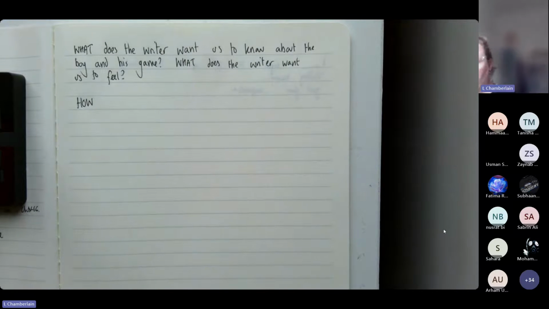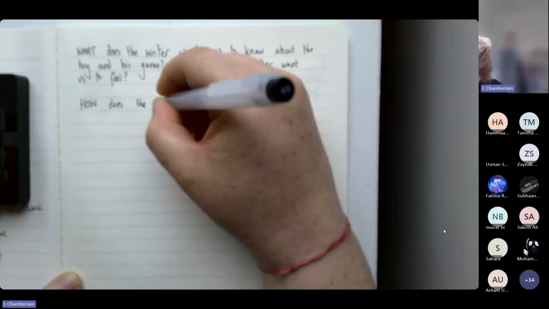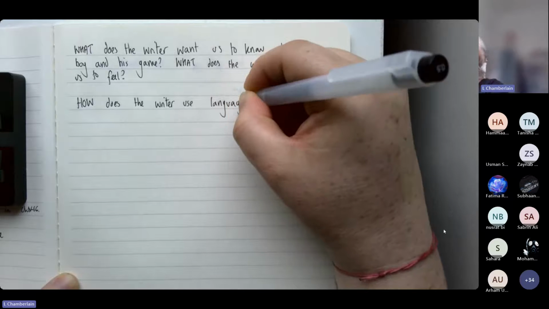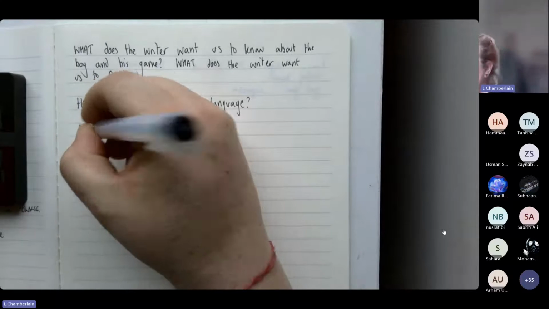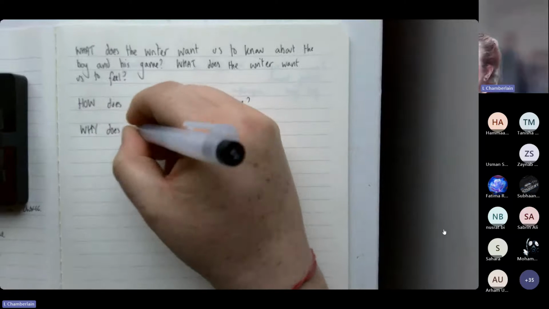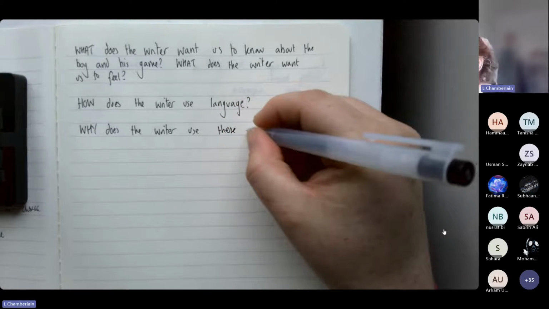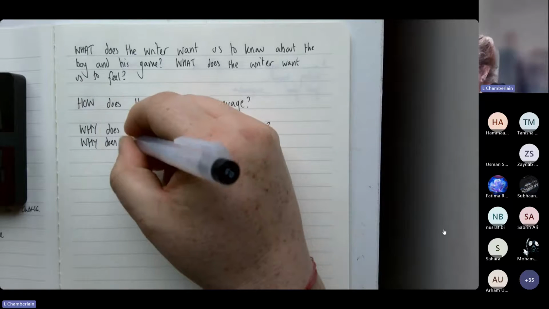The next questions that we're asking ourselves are linked to the how. Now, how questions are always about the evidence. So how does the writer use language? And remember, I want you to be as specific as possible. Don't tell me the writer uses language. Tell me that the writer uses verbs. The writer uses dynamic verbs, as specific as you can. And then your why question is, why does the writer use these words? Or why does the writer make this choice?